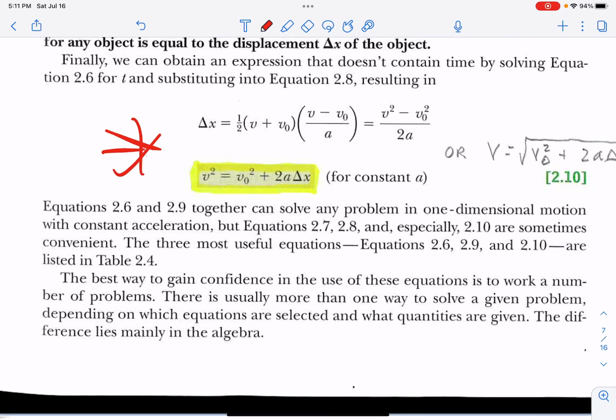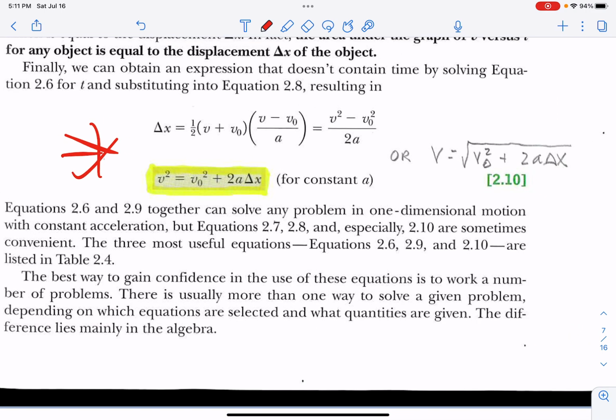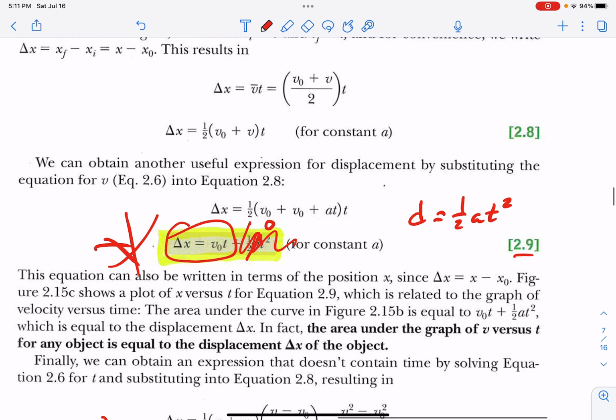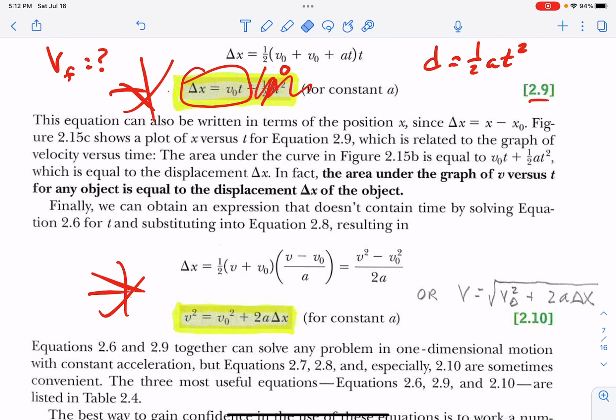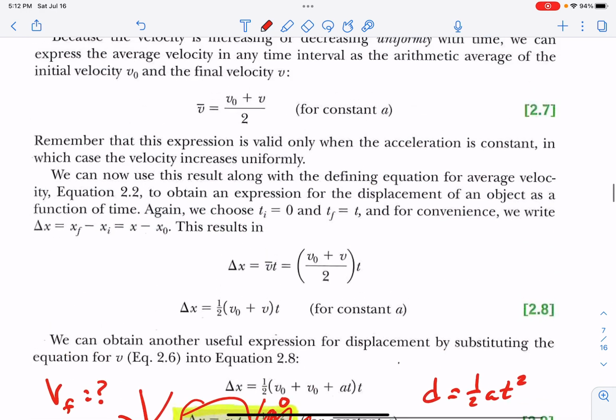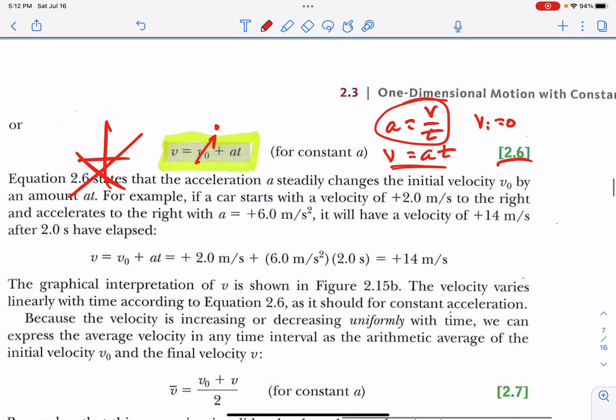And then finally we have this equation, which can be derived algebraically as well. In this particular equation, you notice that we don't know what our displacement is. In the equation up here, we don't know what our final velocity is. Our final velocity is a mystery here. Here, our displacement is a mystery. When we come up to this equation right here, you can see that our displacement is also a mystery.